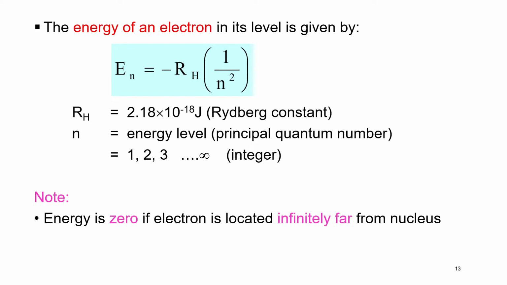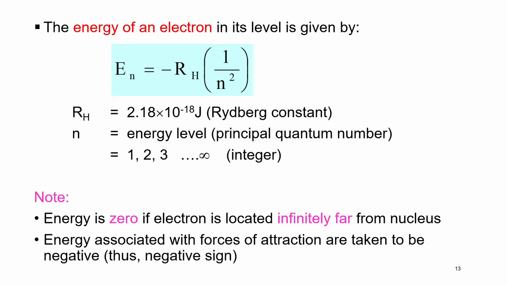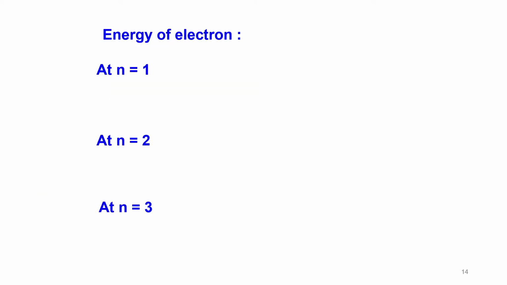So please note that energy is zero if the electron is located infinitely far from the nucleus. Okay, and energy associated with forces of attraction is taken to be negative. Thus it has a negative sign. Tapi ini based on the calculation kita akan nampak nanti. Okay, right. So katalah kita nak kira aras tenaga bagi sesuatu elektron.